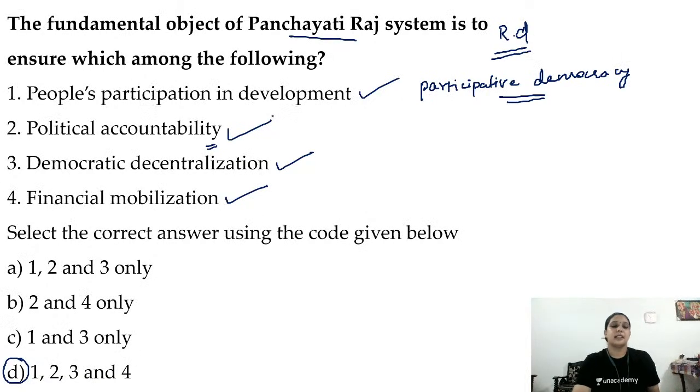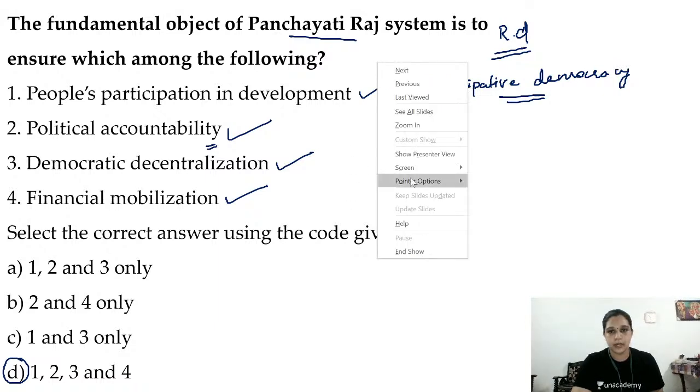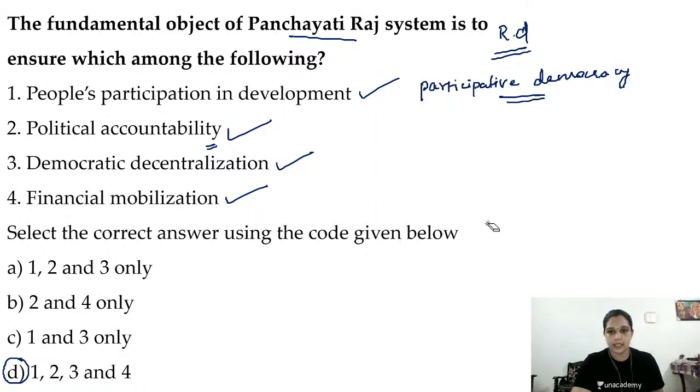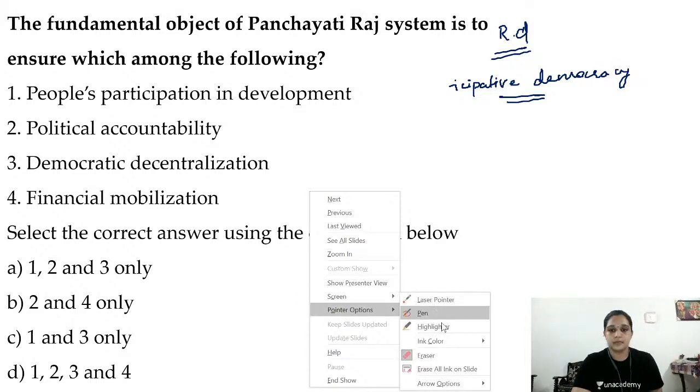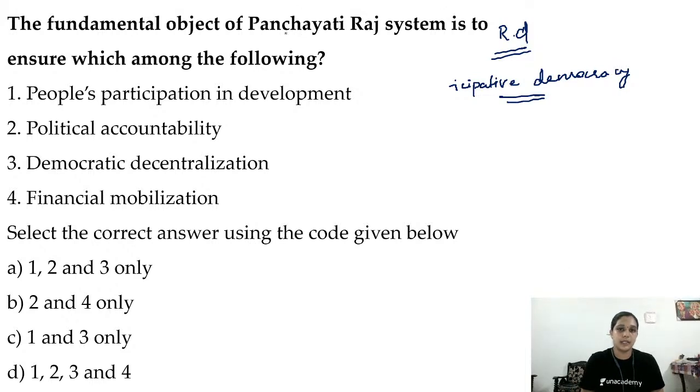Oh, sorry. See, the fundamental object is what they're asking. So I should tell you why my prediction is wrong here. That is also very important. They're talking about the fundamental object. Fundamental object means when it was formed. So when Panchayati Raj was formed initially, people's participation was there, democratic decentralization was there.